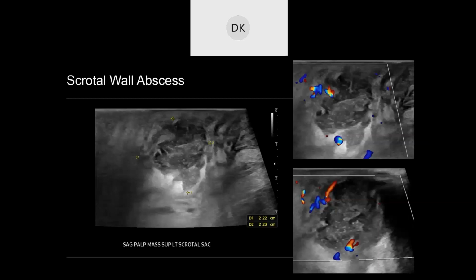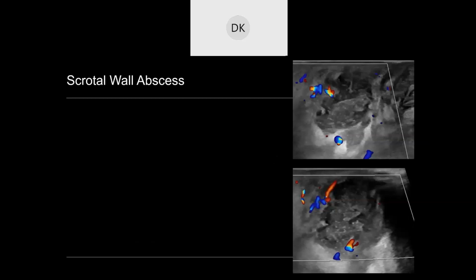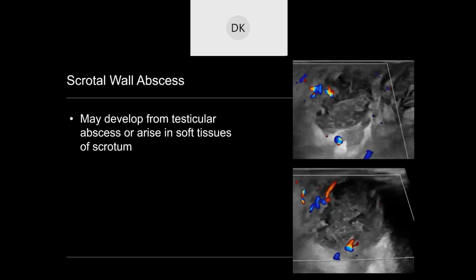And this underwent incision and drainage by urology, which yielded some bloody pus. So these can develop from a testicular abscess if it ruptures, or they can just arise in the soft tissues of the scrotum just due to cellulitis and other inflammatory processes. And that's what happened in this case.